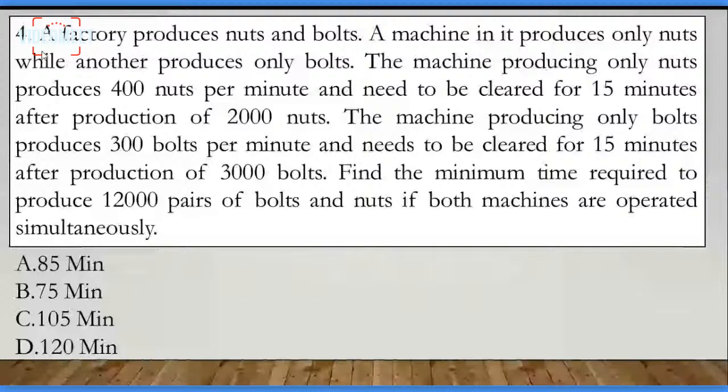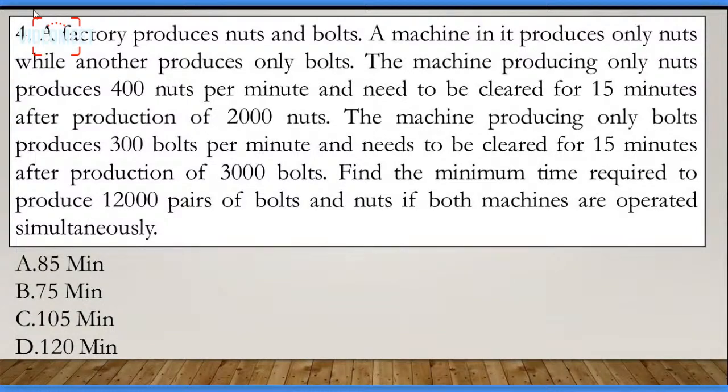A machine in it produces only nuts while another produces only bolts. The nuts machine produces 400 nuts per minute and needs to be cleared for 15 minutes after production of 2000 nuts. That means after every 2000 nuts, the nuts machine requires 15 minutes to clear.